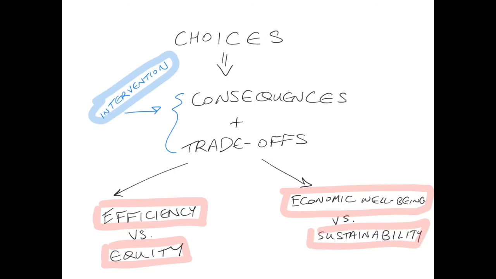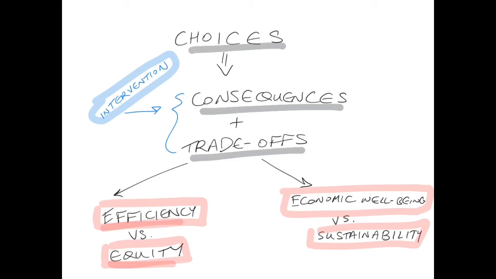Now, let's take a step back. So we said that because of scarcity, economic actors have to make choices, all right? And these choices have consequences and involve trade-offs, okay? Some of these trade-offs are the sort of trade-off between efficiency and equity, 2 of the 9 central concepts. Sometimes more efficient outcomes can be less equitable or less fair to others. What's good for some may be bad for others. Again, remember, economic actors are very interdependent.